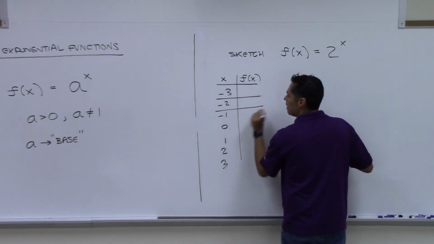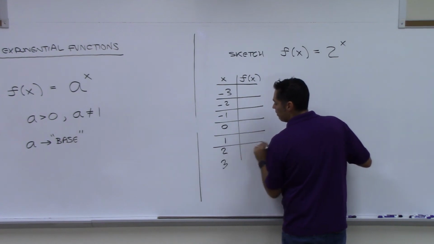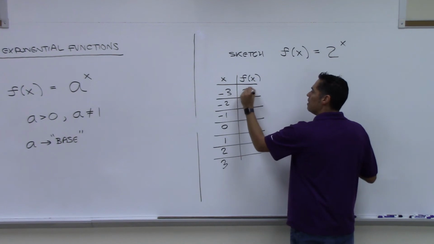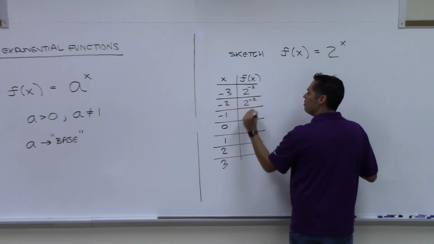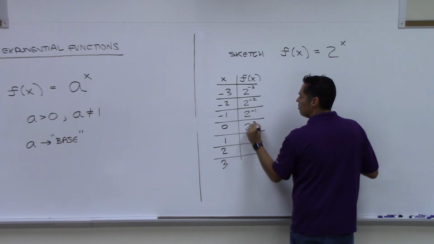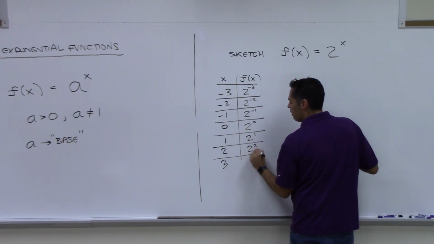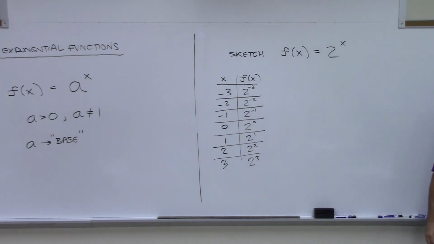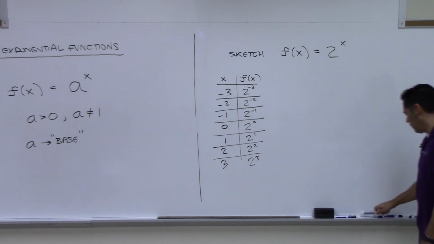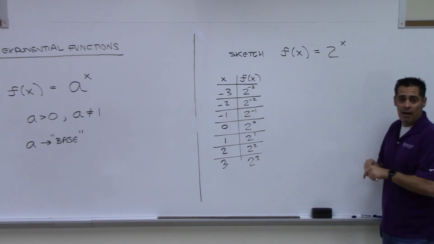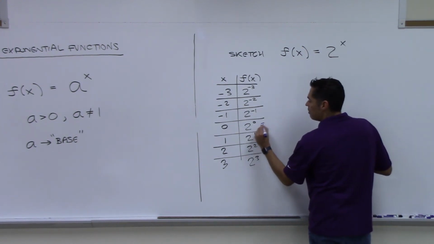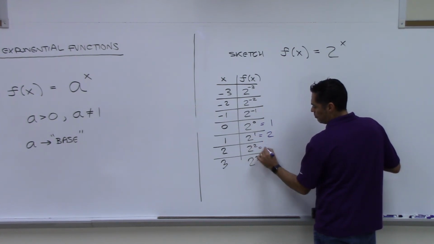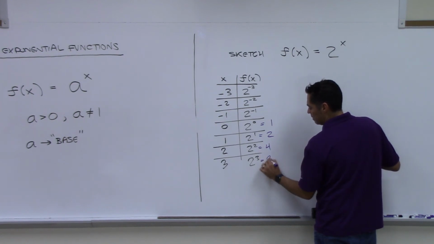So what do I mean by plug in? Get your calculator out, if you need it. Each one of these, this means 2 to the -3. This means 2 to the -2. This means 2 to the -1. 2 to the 0, 2 to the 1, 2 squared, 2 cubed. Do you understand what I'm doing? I'm going to go ahead and do the ones I know. I don't have to have a calculator for this. 2 to the 0 is 1. 2 to the 1 is 2. 2 squared is 4, and 2 cubed is 8.